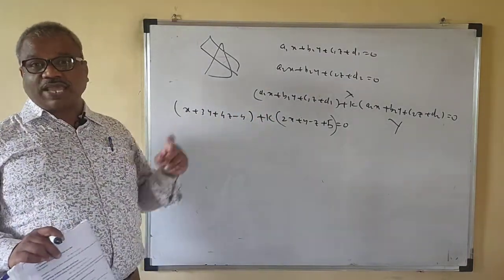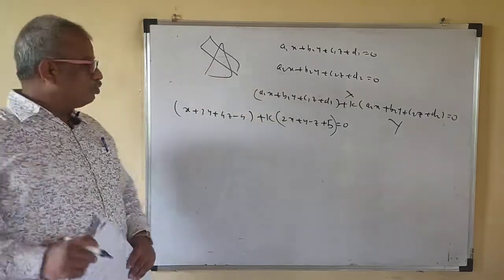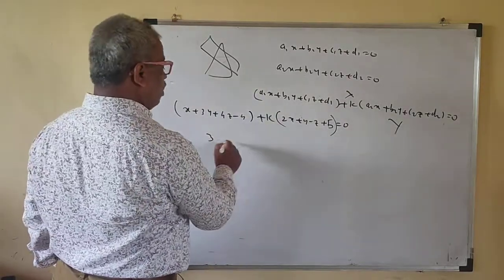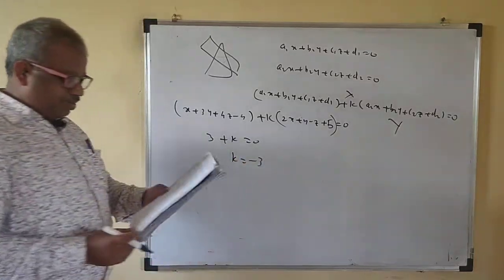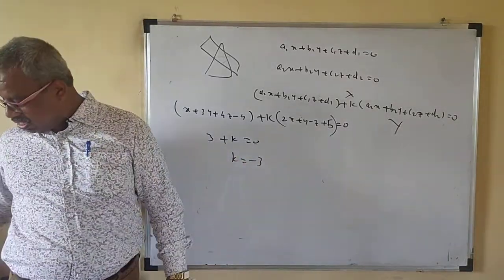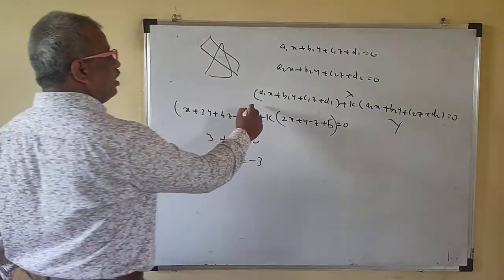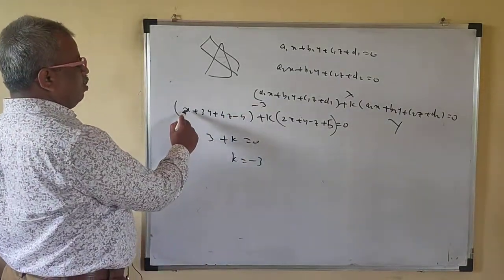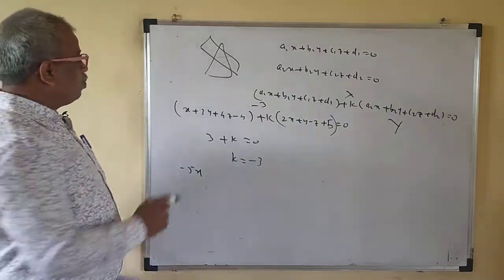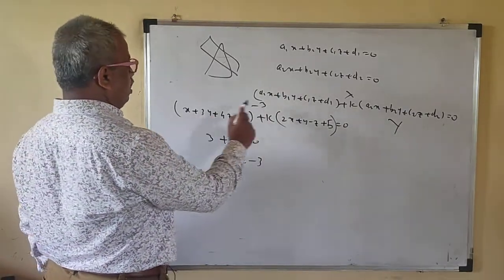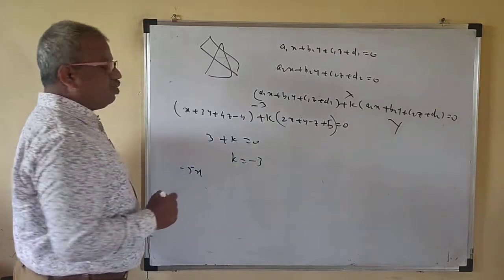Now a plane parallel to the y-axis means the coefficient of y is 0. So what is the coefficient of y? 3 plus k is equal to 0. That means k is equal to minus 3. Just put k equal to minus 3 here and simplify this. x minus 6x, so this is minus 5x. And 3 minus 3, so this is 0.